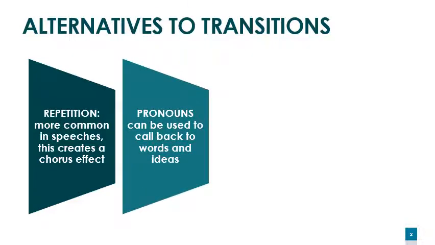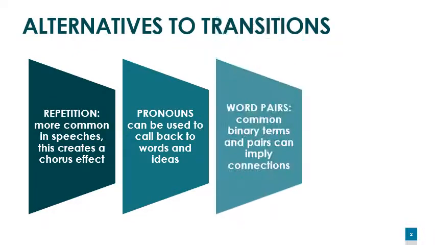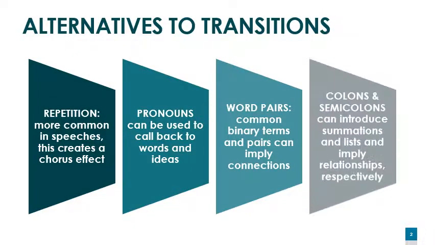Another alternative would be to use pronouns to call back to words and ideas without having to repeat those nouns specifically. We also might see word pairs, common binary terms and pairs that can imply connections. So when we see one of the words, we expect to see the other one, and we will automatically assume that there's a relationship there. And finally, colons and semicolons, which can introduce summations and lists as well as imply relationships.